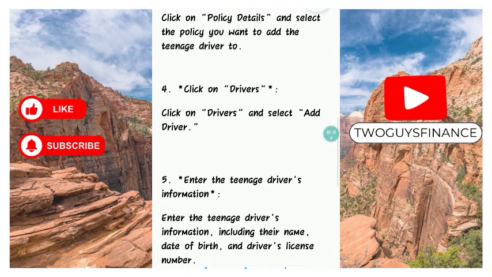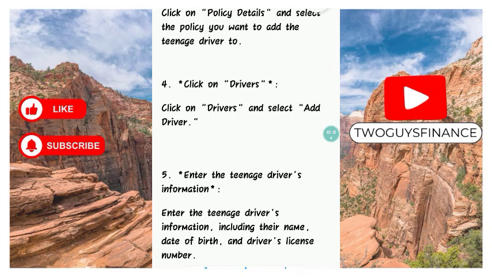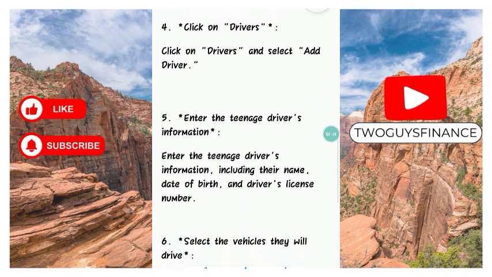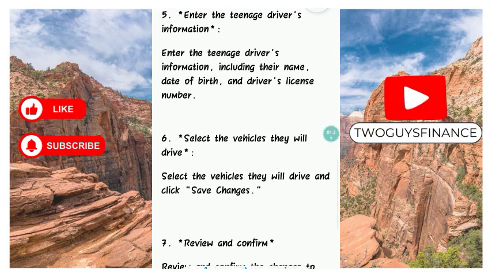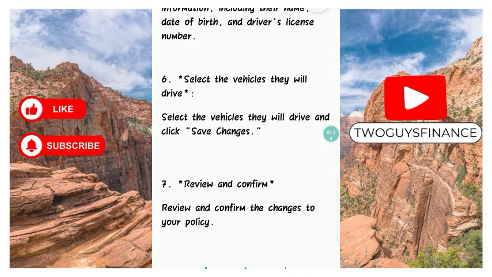The next thing you're going to do is to enter the teenage driver's information, including of course their age, name, date of birth, and driver's license number. Once that's done, you need to select the vehicle that they will drive, and once that's selected, go ahead and save changes. And once that's done, you may need to review and confirm the changes one more time, just to make sure that everything is accurate, and Geico is going to take care of the rest.